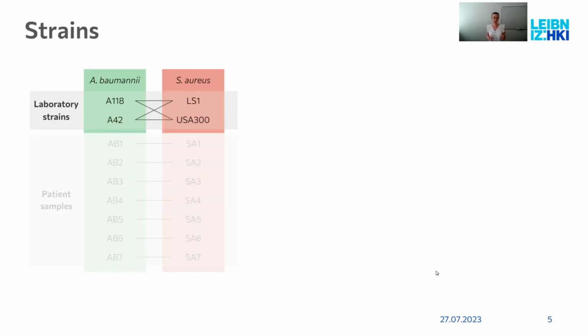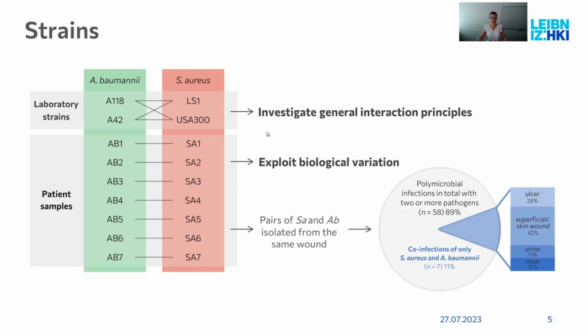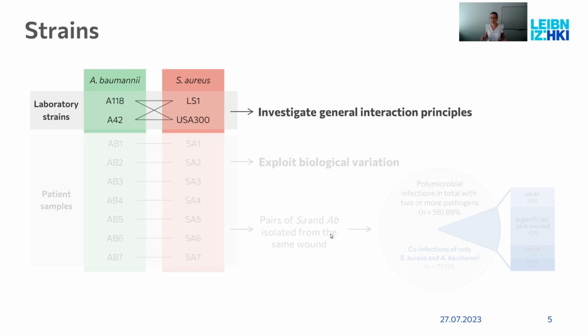So, in this study, we did not want to restrict ourselves to using only one strain for each species, but we wanted to have a more comprehensive picture on their interaction, and that is why we chose for each species 2 different strains with a lower or higher virulence in order to investigate the general interaction principles. And furthermore, we also isolated pairs of Staphylococcus aureus and Acinetobacter baumannii from hospital patients where they occurred in the same wound, and these strains we used then also for these experiments I explained earlier in order to exploit the biological variation that can be found in the clinical setting. But first I want to show the results using these laboratory strains.